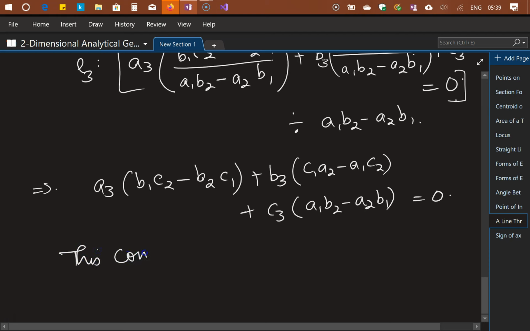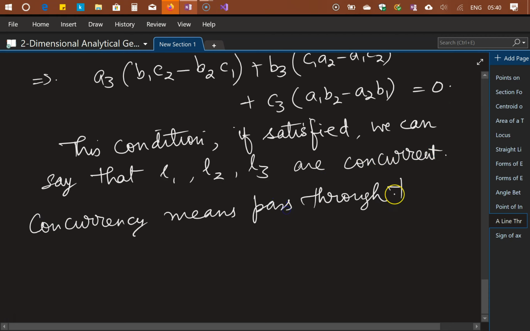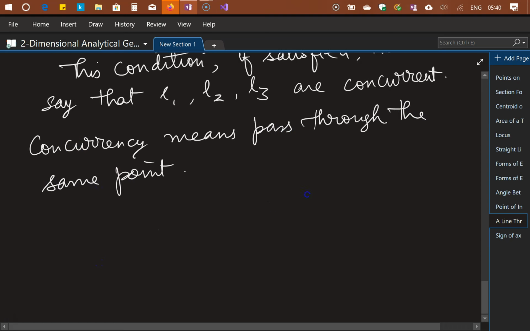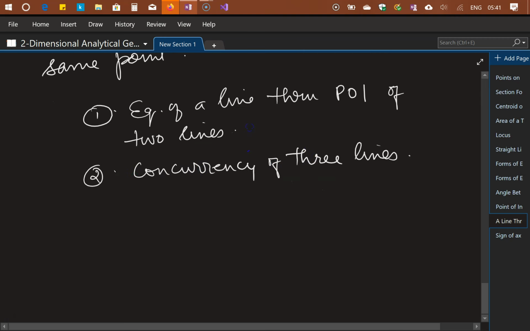Now if this condition is satisfied, we can say that L1, L2, L3 are concurrent. Concurrency means passing through the same point. So that is the equation of a line through the point of intersection of two lines and concurrency of three lines. That's it for now.